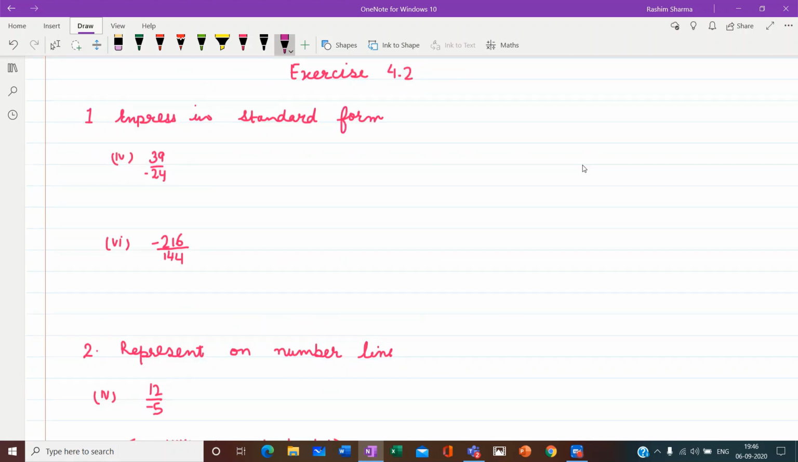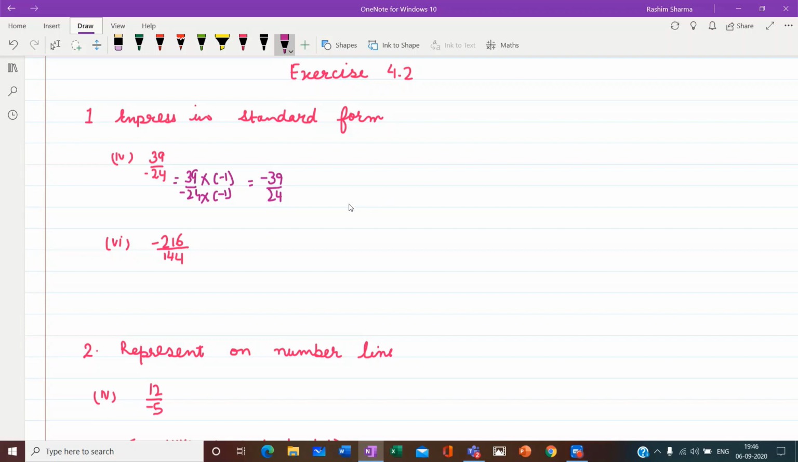Now let us start with exercise 4.2. First question is express in standard form. Now we know how to write the given rational number in standard form. First step, we need to change the denominator to the positive rational number. So to change it to the positive rational number, we will multiply it with minus 1. Denominator with minus 1 and numerator with minus 1. So we get here minus 39 on 24.